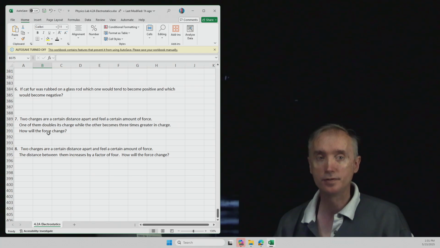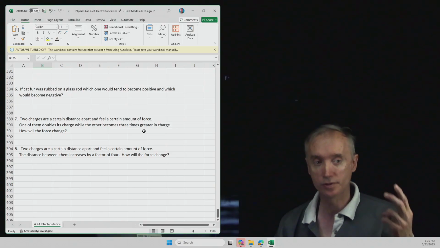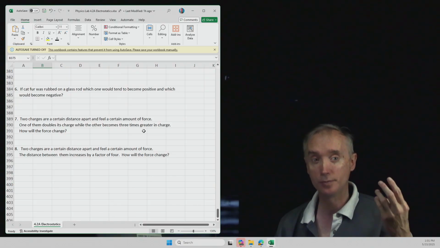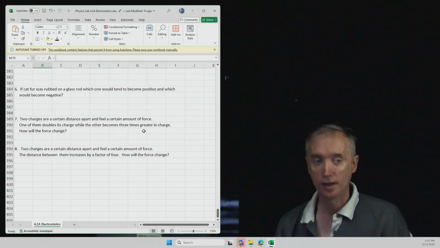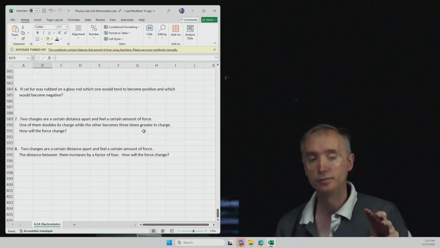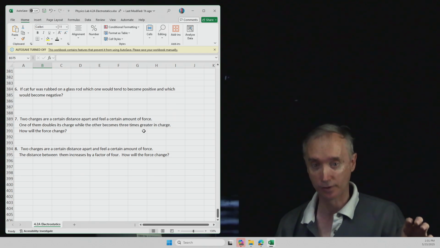Okay, then this next one says that two charges are a certain distance apart and they have a certain amount of electrical charge on them. And so now what we're going to do is double one of them in charge, and then the other one becomes 3 times greater. So one of them becomes 2 times greater, the other one becomes 3 times greater. What would be the new force? And so remember that the Q1 and the Q2 are next to each other, so that's multiplication.